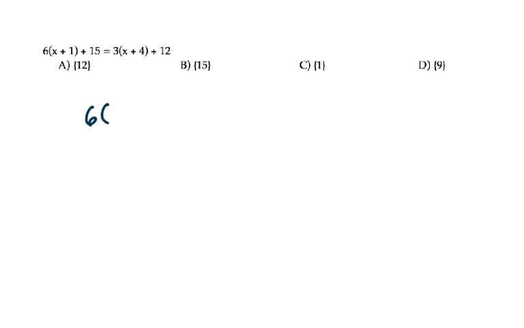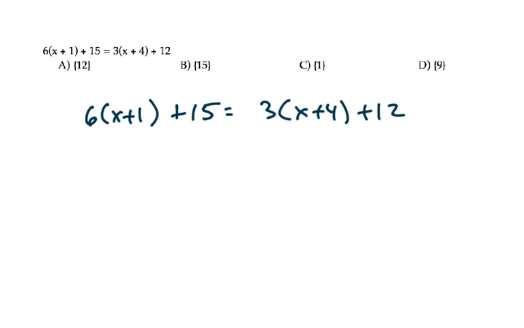All right, next up, let's look at this one. So we have 6 times the quantity x plus 1 plus 15 equals 3 times the quantity x plus 4 plus 12. And we want to clean this up. So there's a couple ways of doing this. The most common way of doing this would be to distribute. You can distribute and then you would combine like terms, and that's perfectly fine.